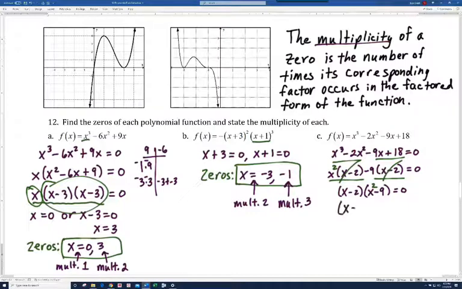So we have x minus 2 times x minus 3 times x plus 3 equals 0, which would indicate that our zeros are going to be 2, 3, and negative 3. Now notice this polynomial has a degree of 3, and in fact we got 3 zeros, and since none of our factors are repeated, we know that we're going to have a multiplicity of 1 for all 3 of these.